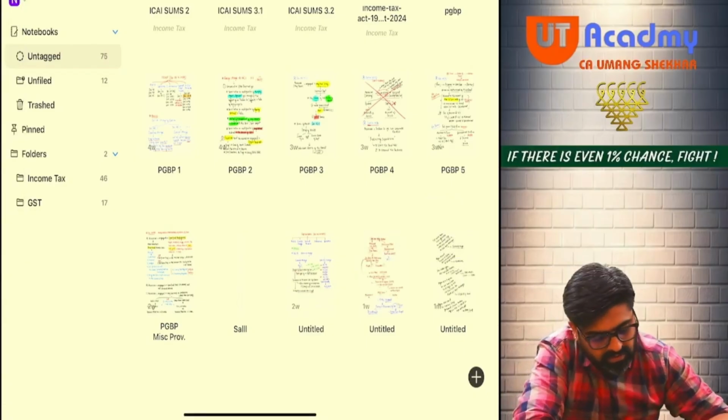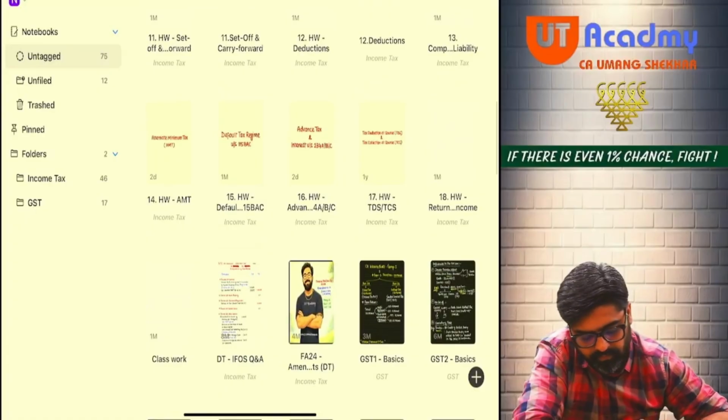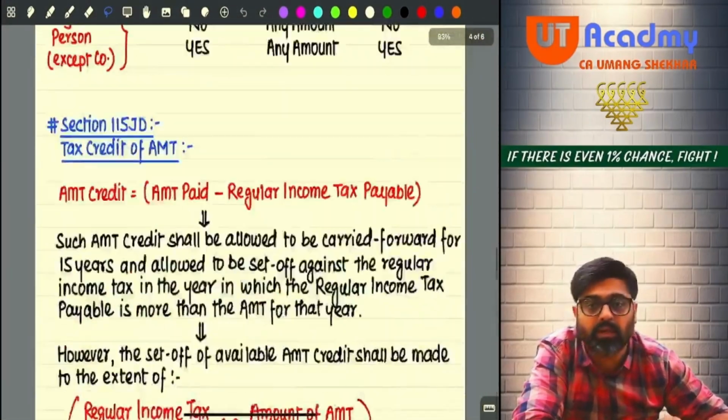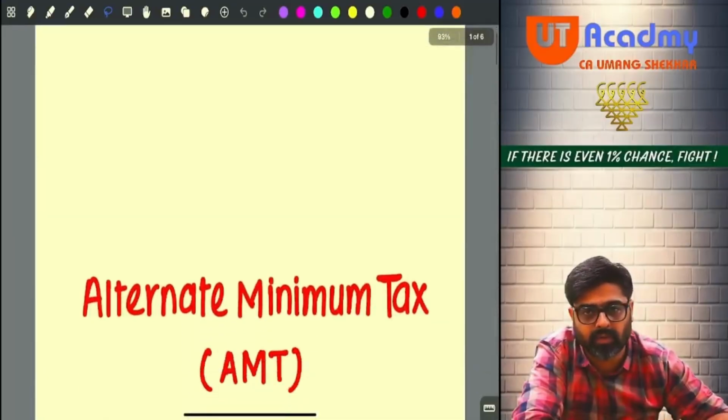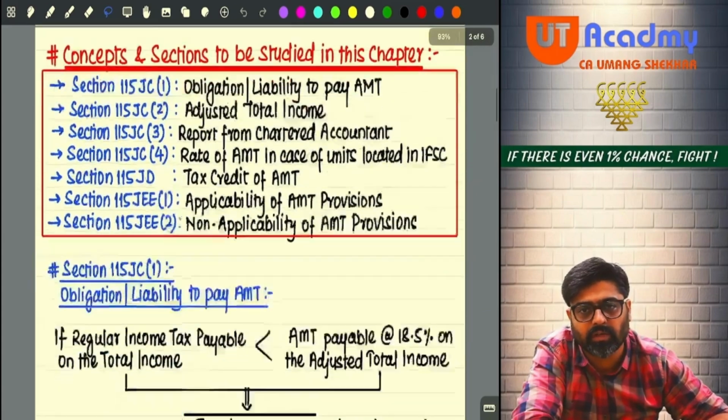So you must have got my AMT notes. Okay, in my AMT notes I have given all these things. See, these are the AMT notes which I have already forwarded you. Alternate minimum tax. Okay, these are the sections.